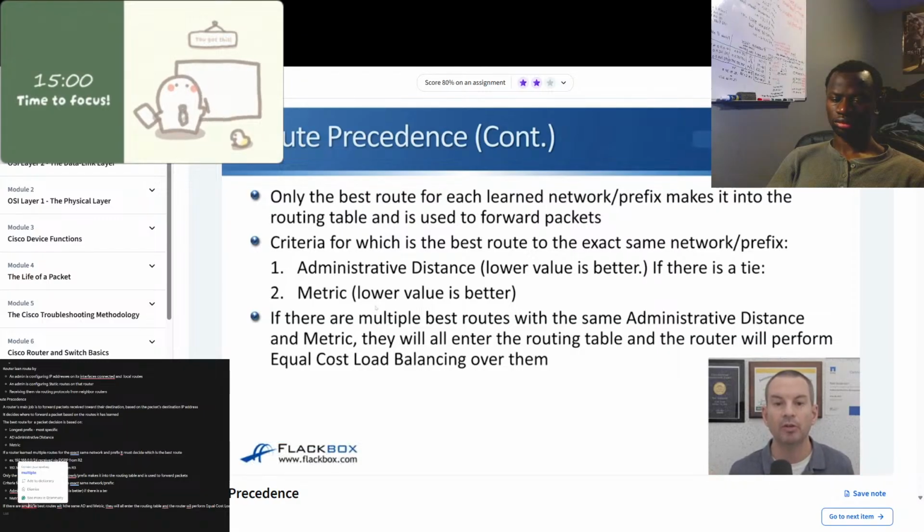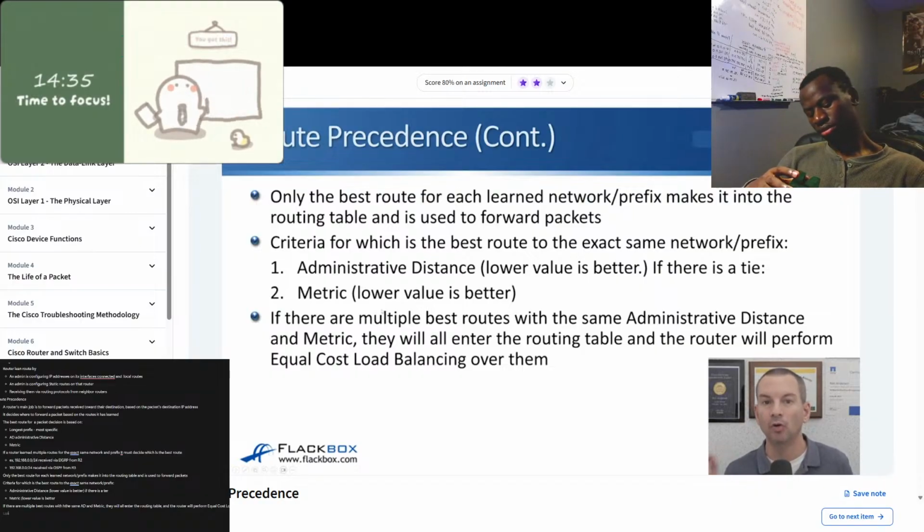The criteria which is used to decide which is the best route is, first up, the administrative distance. A lower value, a lower number, is better. And if there is a tie, meaning I've received multiple routes to that same network and prefix with the same administrative distance, then we need a tiebreaker, and we use the metric as the tiebreaker. Metric, also known as the cost, you want the lowest cost possible. So again, just like administrative distance, with the metric, the lower value is better.